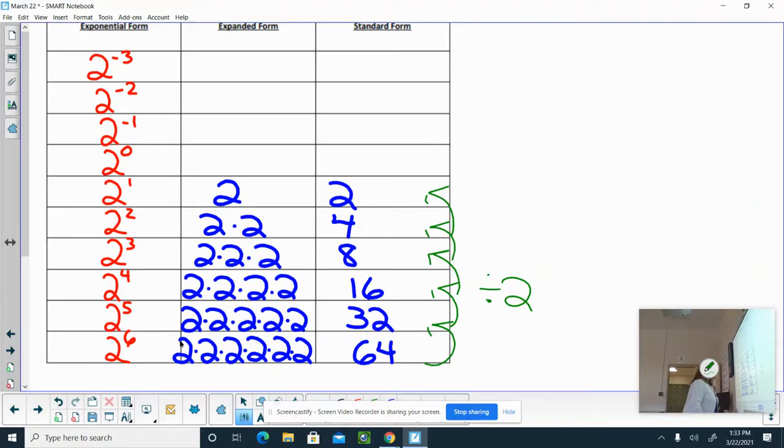So when we get to 2 to the 0, there is no expanded form. And lots of people think that's 0. It does not mean 2 times 0. It means to take 2 to the 1st and divide it by 2. So if we're at 2 divided by 2, 2 to the 0 power is 1. It is not 0. It is 1.